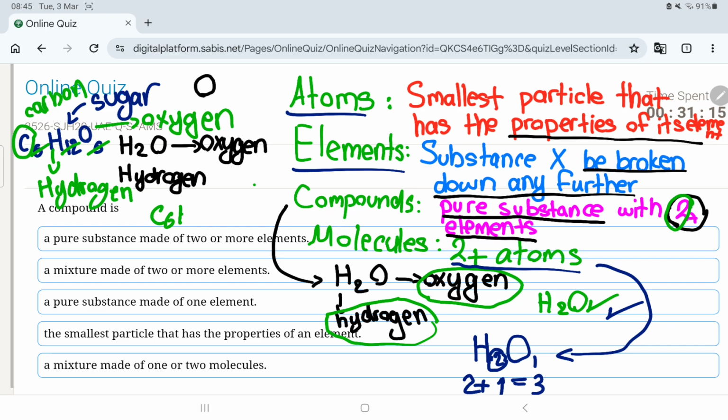Now, if I want to think about a molecule, I do the exact opposite here. I ignore the elements and I just look at the numbers. Here you have 6 plus 12 plus 6, right? So how many atoms do you have in total? You have 24. Is this 2 or more? Yes, 2 or more atoms in a molecule. Okay? So, is sugar a molecule? Yes, it is.